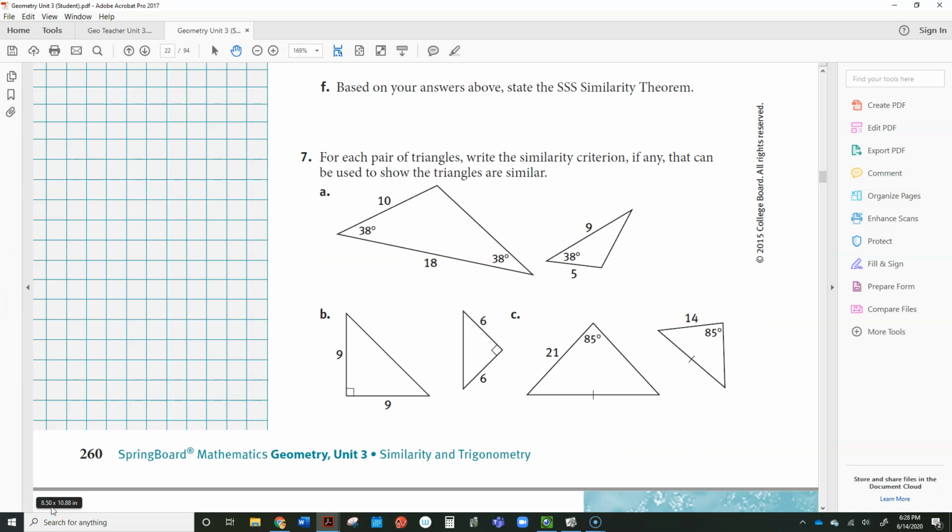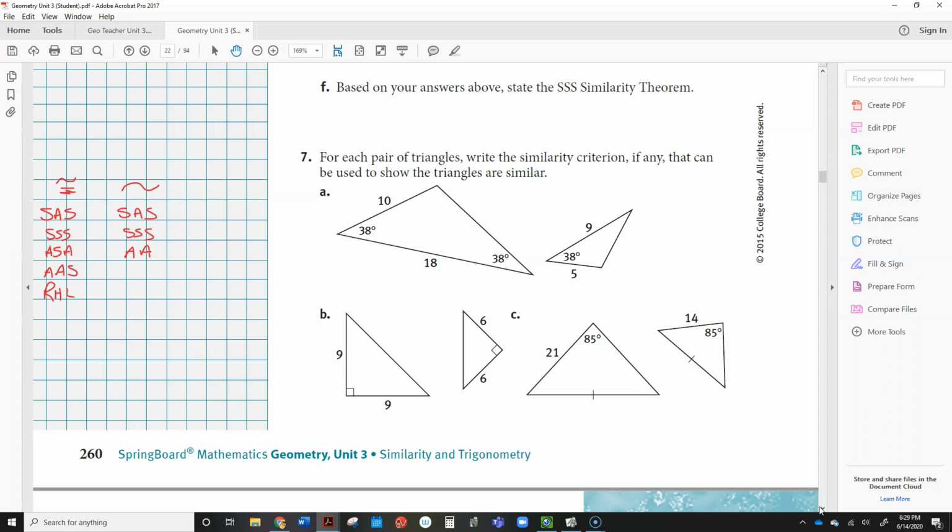So for congruency, you have side angle side, angle side angle, and angle angle side. For similarity, you have side angle side, side side side, and angle angle. Oh, and this one over here, you also have right hypotenuse leg. Okay, so you have 5 things that you can use to prove triangles congruent. You have 3 things that you can use to prove triangles are similar.